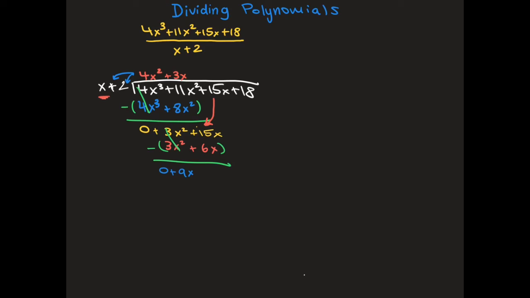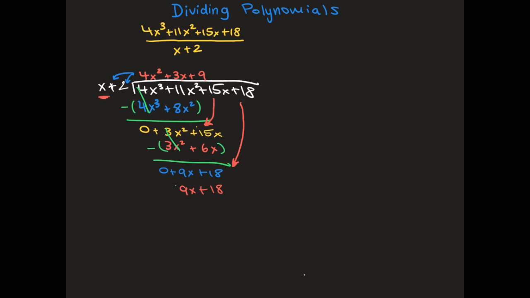And now our last number we have to bring down is our 18. So now we'll just write that in, so plus 18. And now we do our normal steps. So from x, how do I get to 9x? You multiply by positive 9, plus 9. So that means you'll get 9x, and 9 times 2 is positive 18.